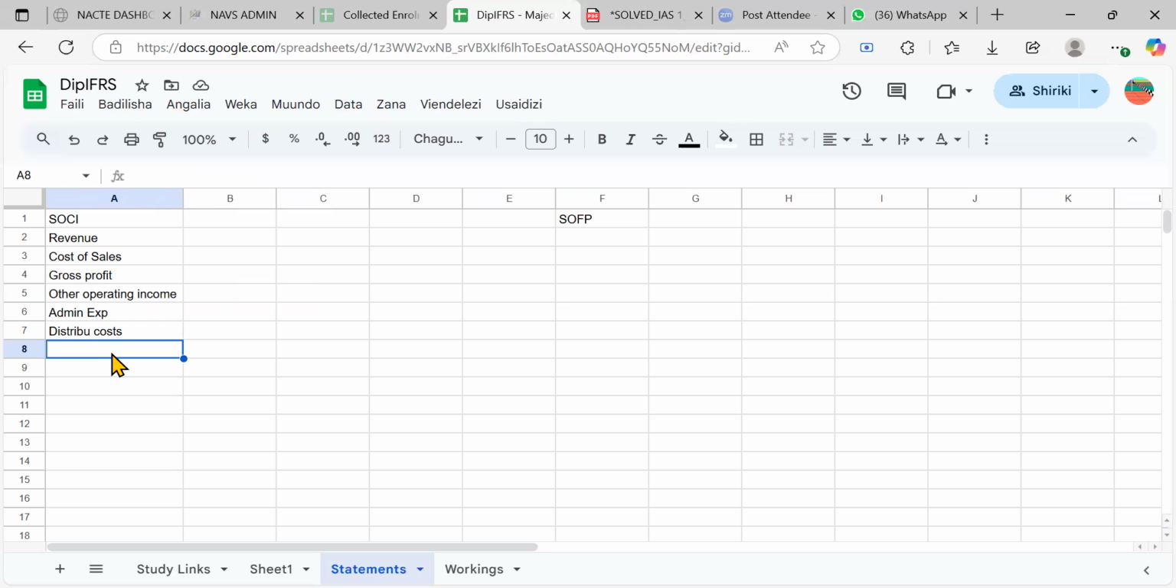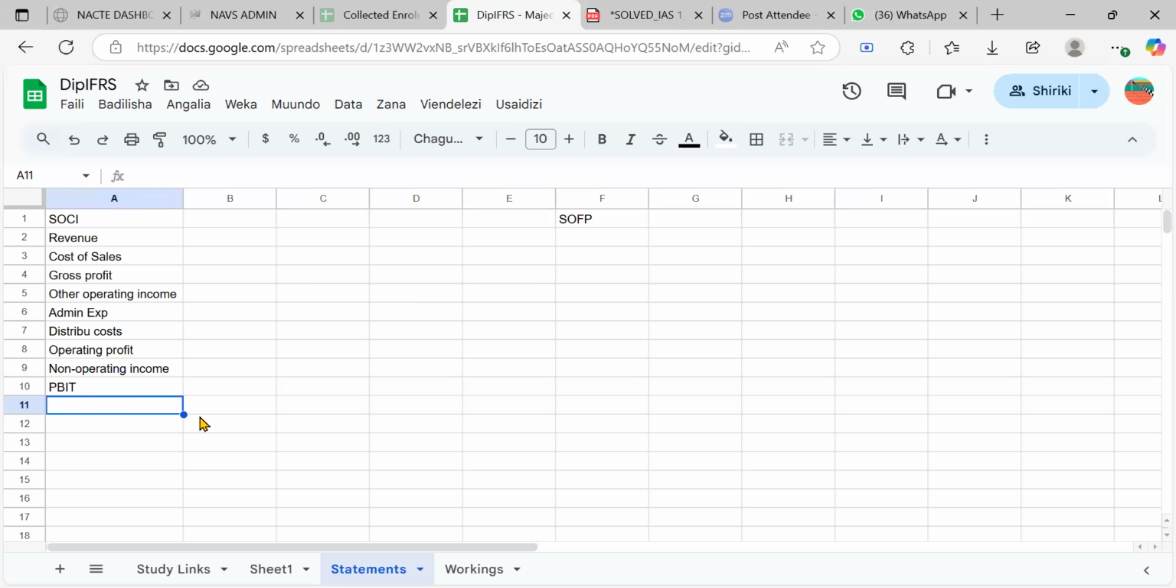Then down here you could say I have the operating profit. And after the operating profit, let me go to non-operating issues, like non-operating income. And maybe you could have non-operating expenses, which would normally be finance costs. Or before that you could say profit before interest and tax, PBIT.